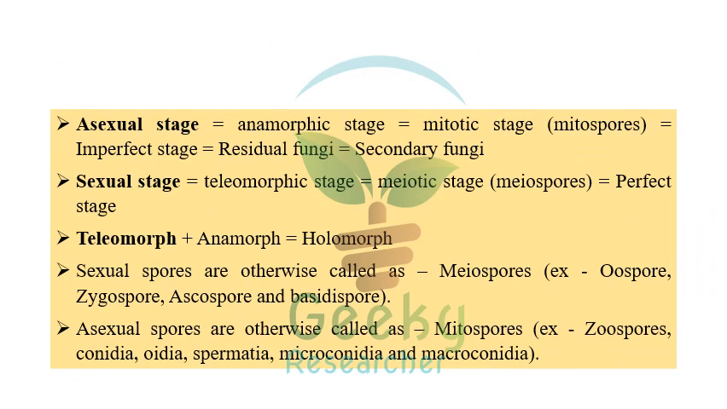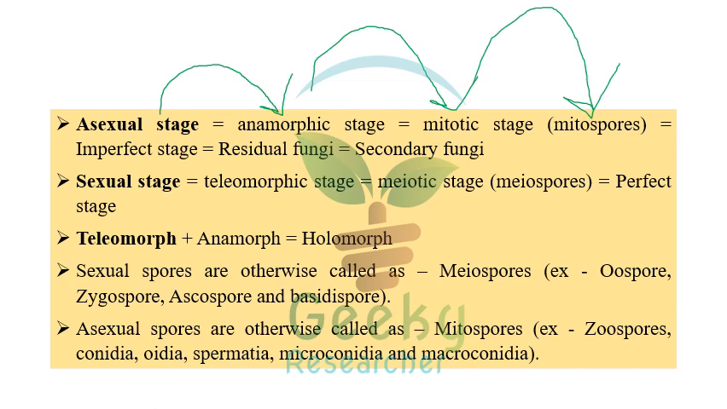So yes, asexual stage and sexual stage, as we discussed earlier, fungi can reproduce by means of sexual reproduction and asexual methods. The asexual stage or asexual fungi is otherwise called anamorphic fungi, otherwise called mitotic fungi, because mitotic division will happen, right? It produces mitospores, that's why it's called mitotic fungi. Otherwise called imperfect fungi, because if there is no sexual stage, it is called imperfect fungi. Otherwise called residual fungi, otherwise called secondary fungi.